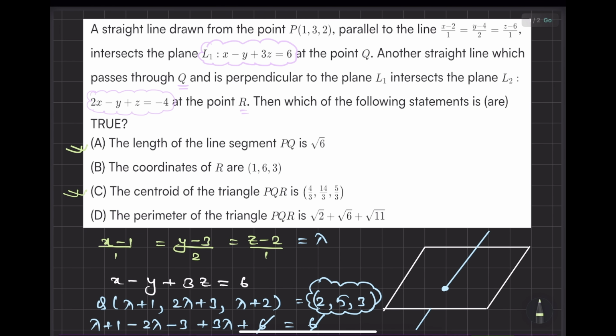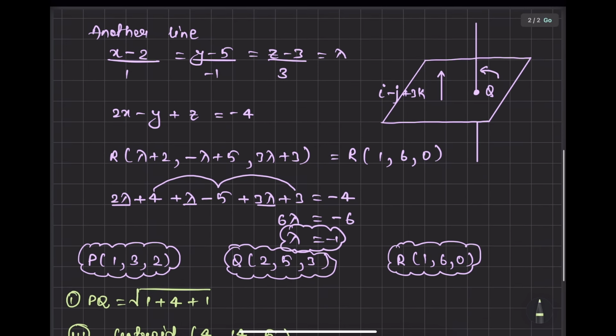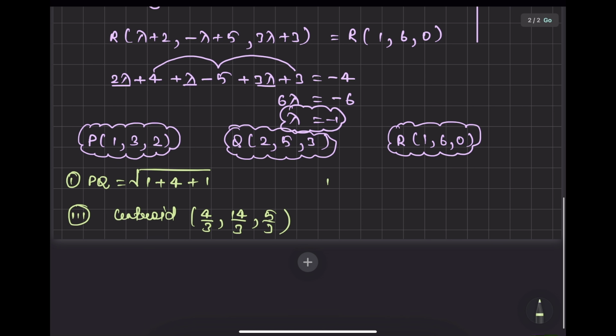Then the perimeter of the triangle PQR. Now we have to focus on the fourth option, the perimeter of the triangle PQR. So it is PQ plus PR plus QR. We already know PQ is root 6. Now focus on PR: 1 minus 1 is 0, 6 minus 3 is 3, 3 square is 9, then 4.